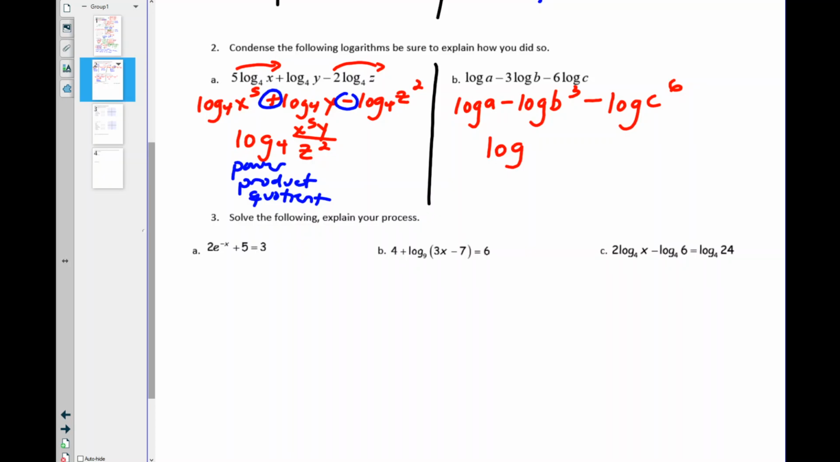What's going to go on top? Only the a, because that's the only log that has a positive in front. What's going to go on the bottom? Thanks, Tabarak. B to the 3rd, C to the 6th. What property was used here? This was only power and quotient. We didn't have any product here, because there wasn't more than one positive log.